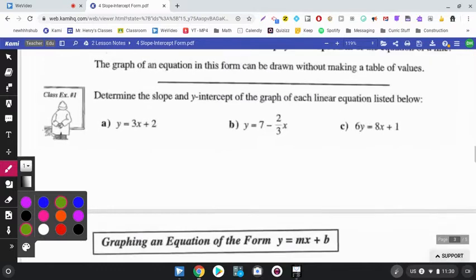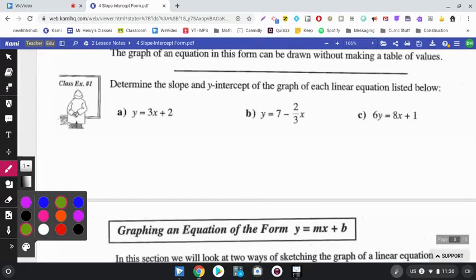Okay, first question, it says determine the slope and y-intercept of the graph listed below. So I don't have to graph it, I don't have to do anything. Okay, slope equals 3.